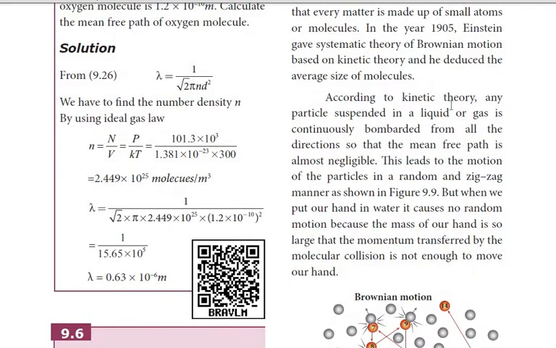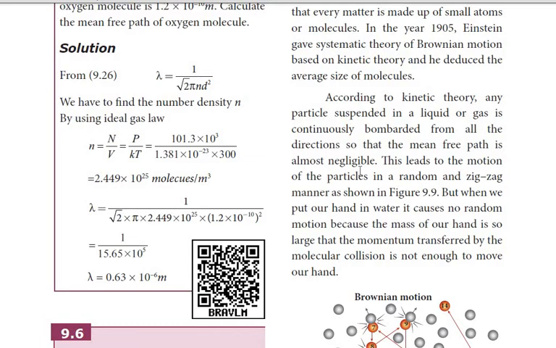According to the kinetic theory, any particle suspended in a liquid or gas is continuously bombarded from all directions. Bombarded means collisions happen, so vibration is created. Each and every molecule collides with another molecule. The vibration is transferred in all directions, and in such a case the mean free path is almost negligible. So we treat the mean free path as negligible.